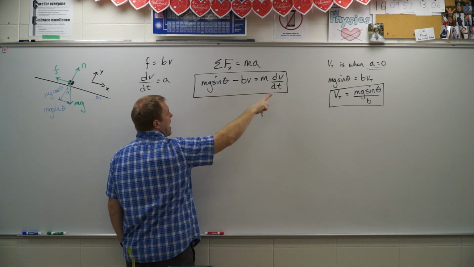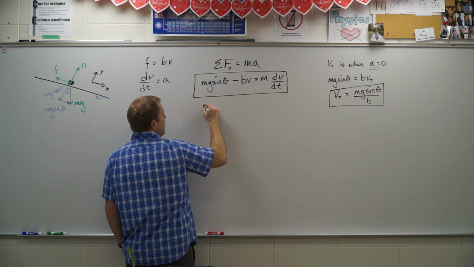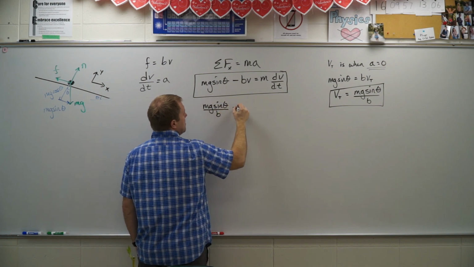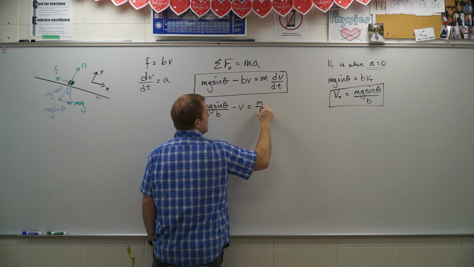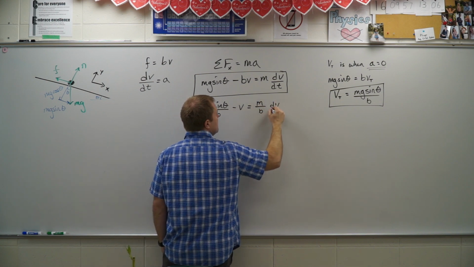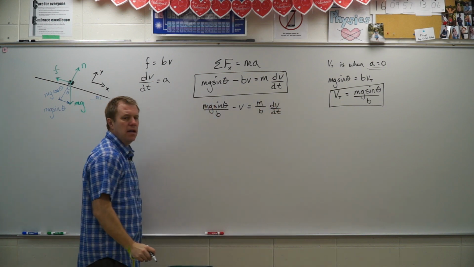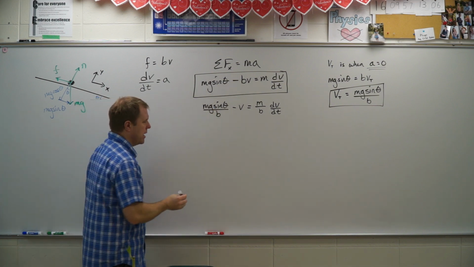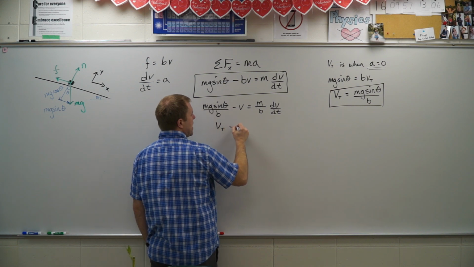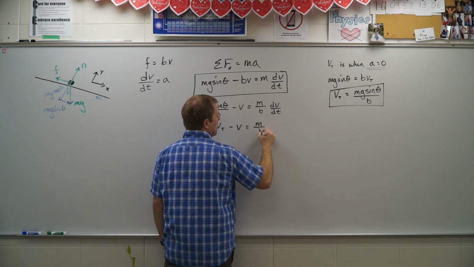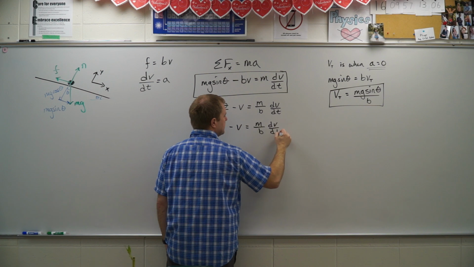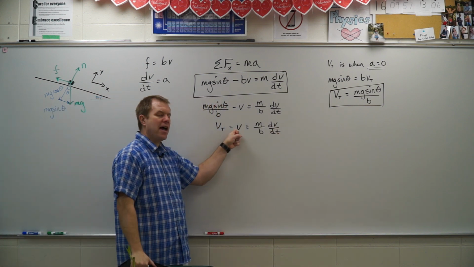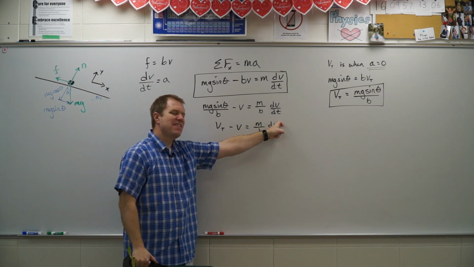So that means I'm going to divide everything by B. So now I have mg sine theta divided by B minus V equals m over B dV dt. Okay. So this term turns to VT. Okay. So now I have VT minus V equals m over B dV dt.